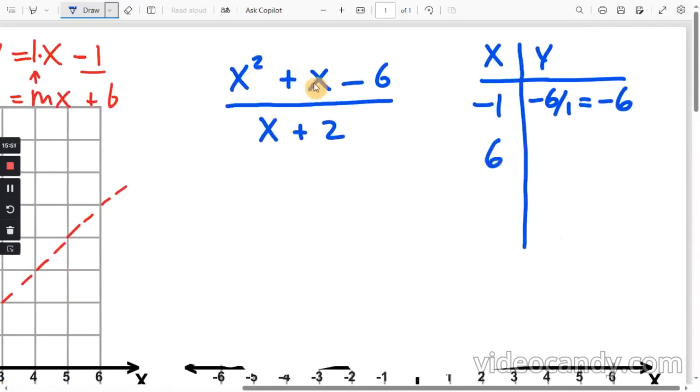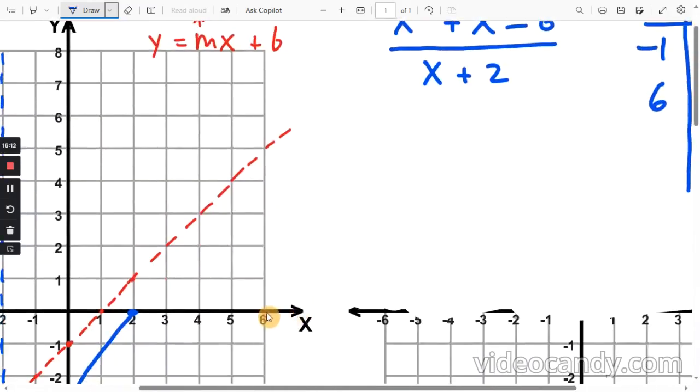If we plug in x equals 6, 36 plus 6 minus 6, that's going to be 36. And then 6 plus 2 is 8. 36 divided by 8 is what? That's going to be 4.5, right? So at x equals 6, it's at 4.5. Here's 4, here's 4.5. No surprise there. We knew the function would be approaching the asymptote, but it would never reach it.